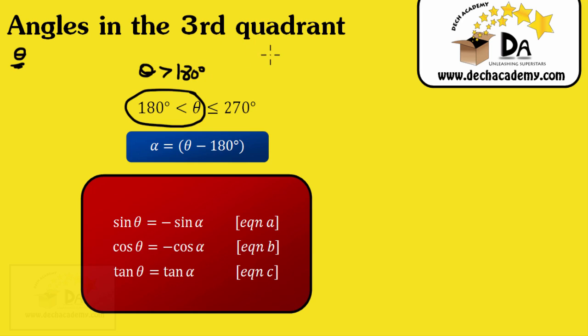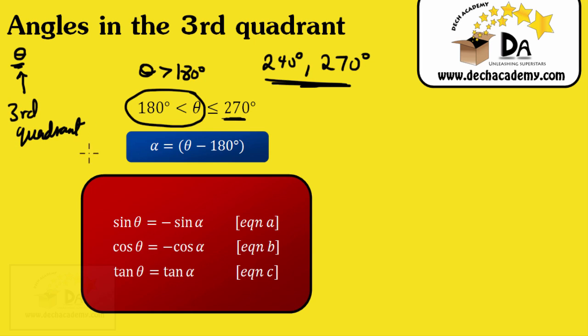So an angle in the third quadrant is greater than 180 degrees, but it's less than or equal to 270 degrees. So an example will be 240 degrees. An example will also be 270 degrees, because 270 degrees is less than or equal to 270 degrees. So it's actually equal to 270 degrees. So these are examples of third quadrant angles. Now, when you want to determine the sine, cosine, or tangent of a third quadrant angle, by the way, theta is what we use to refer to a third quadrant angle in this case.